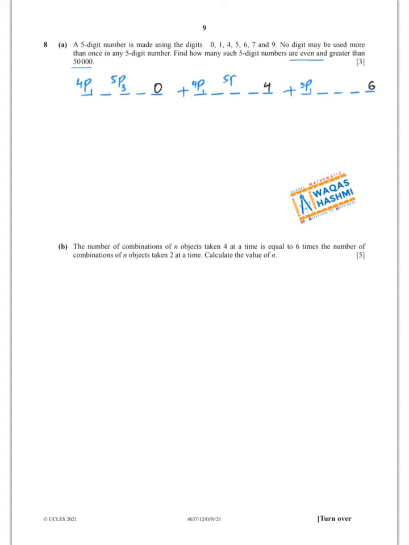Here it will be 5P3 as well. And here it will be 5P3 as well. So now the final answer will be 4P1 into 5P3 plus 4P1 into 5P3 plus 3P1 into 5P3. So that is equal to 660. That is your answer.